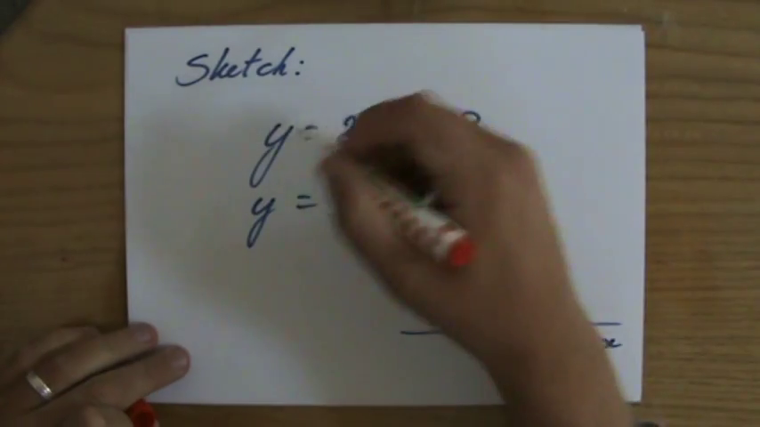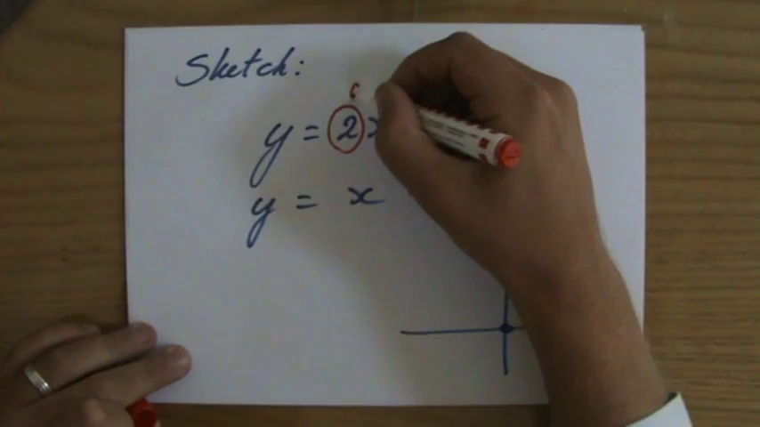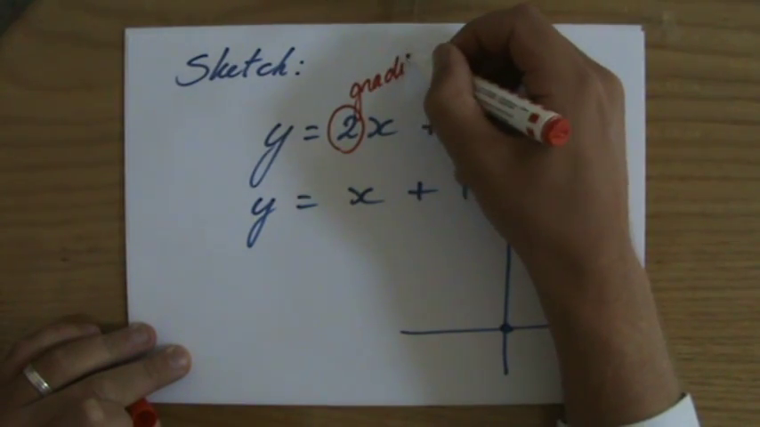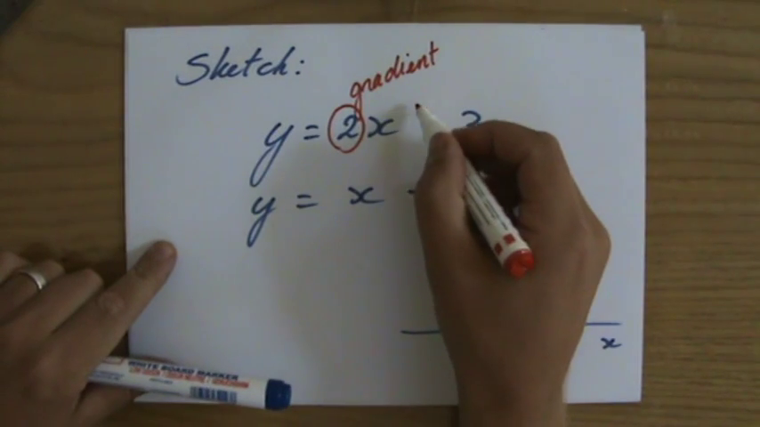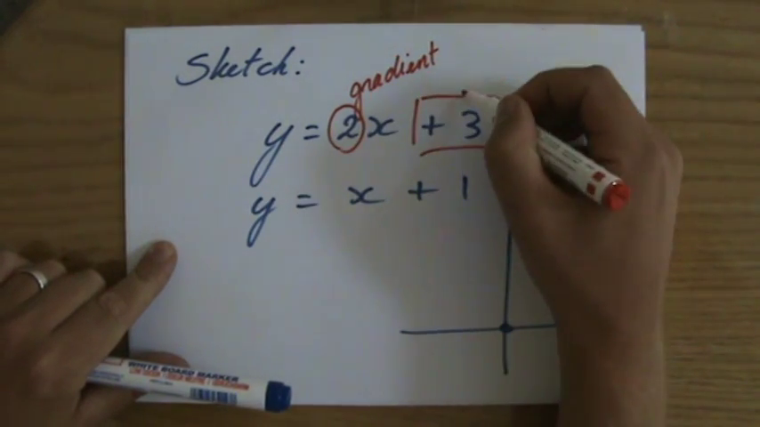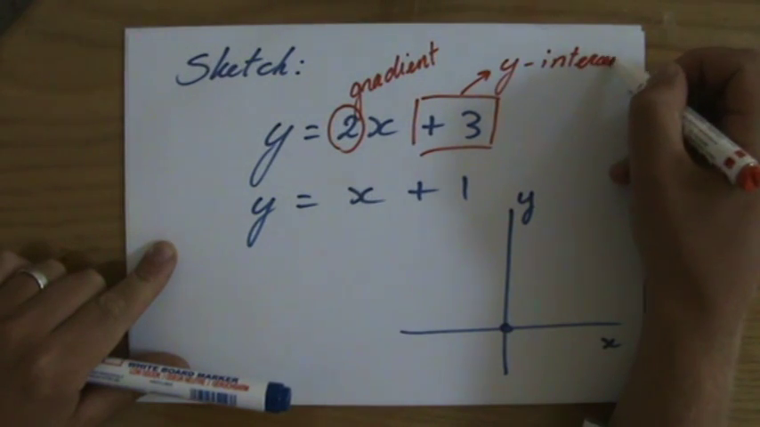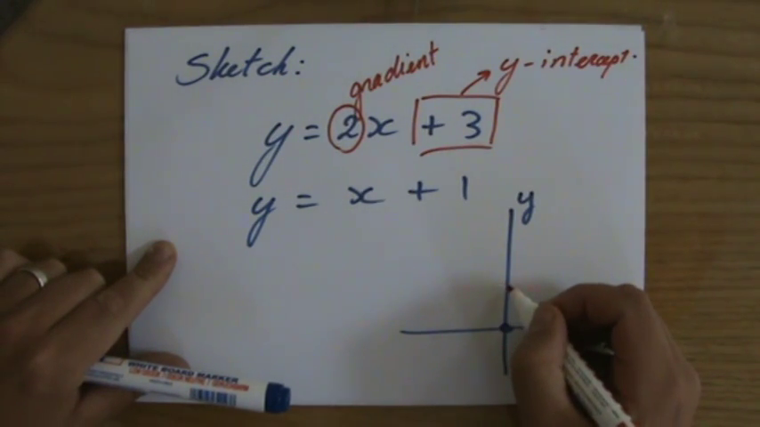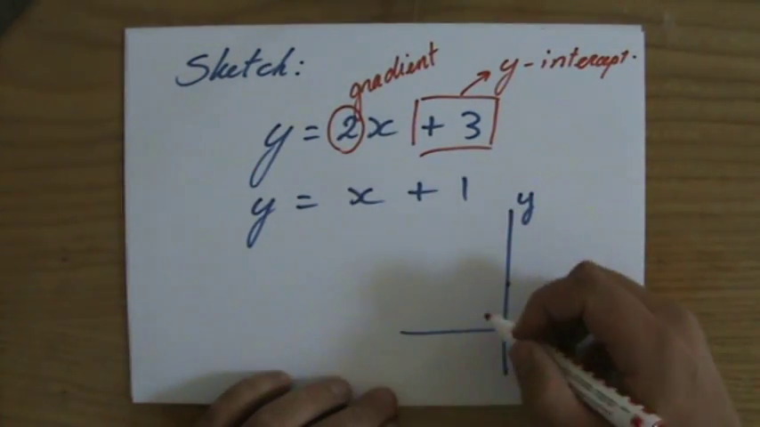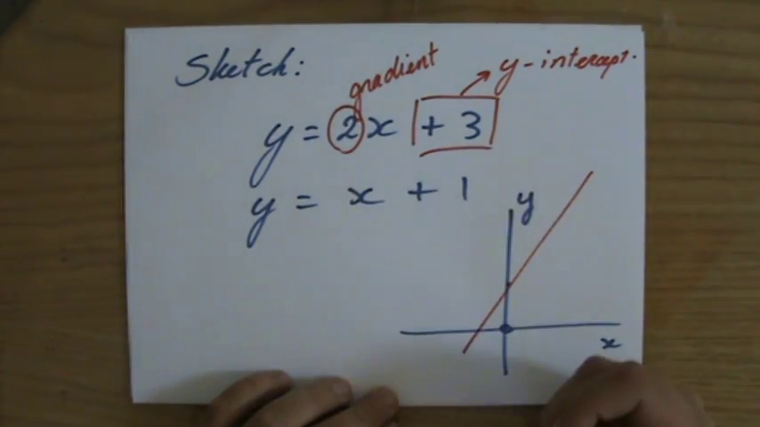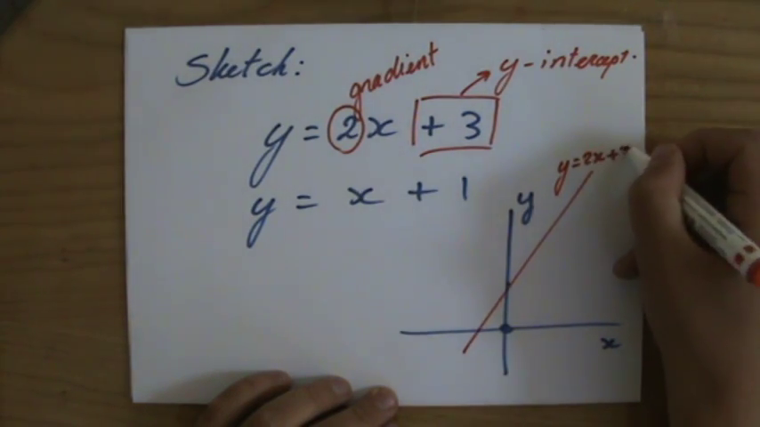Now if I do the first one, my gradient is 2. And what is my y-intercept? Where does it go through the y-axis? At a positive 3, the y-intercept. So that could be, for instance, point 3, and then it is a positive gradient, so it goes up like this. And you could label it y equals 2x plus 3.